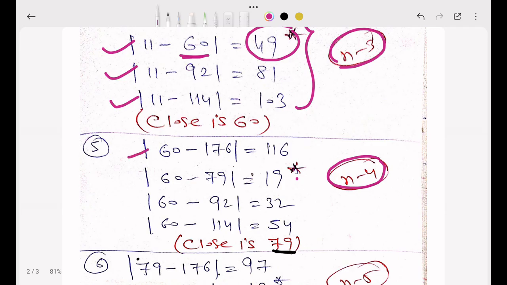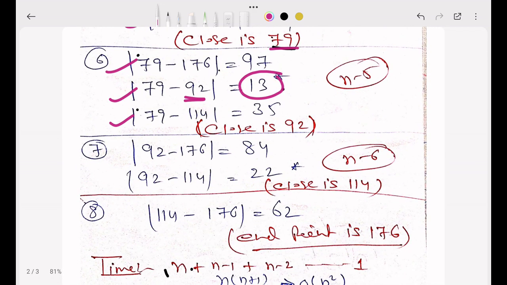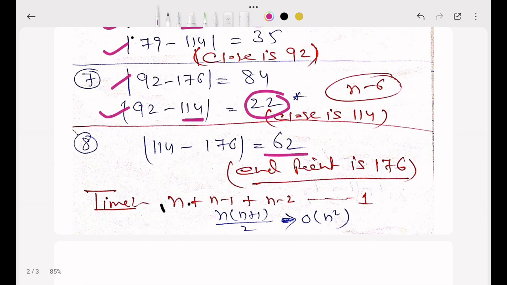Again 60 minus 176, 60 minus 79, 60 minus 92, 60 minus 114. Smallest is 19. So my next head is 79. 79 is very close to 60. So now I will remove the 79 from the stack. So 79 minus 176, 79 minus 92, 79 minus 114. Smallest is 13. Next head is 92. I will remove the 92 from the stack. Now next 92 minus 176, 92 minus 114. Smallest is 22. Next head is 114, and at last I will delete this one also, and I reached the end position.